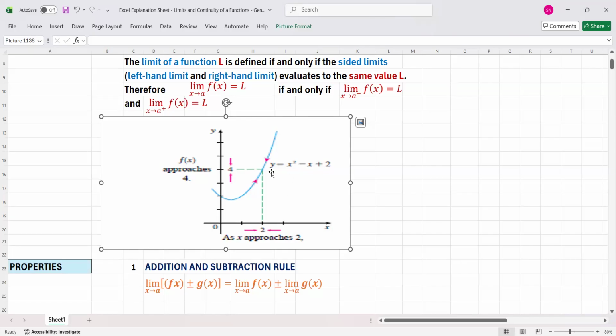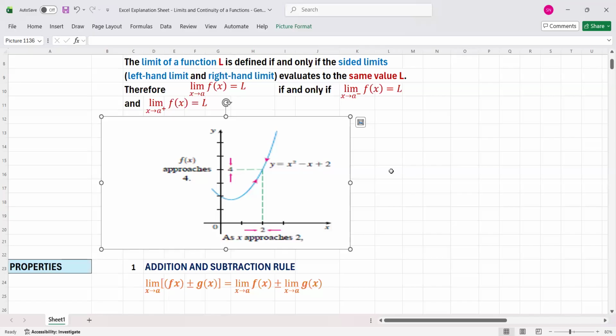If the value of the function is equal to 4, then we say that the limit as x approaches 2 is 4. Now, in the graph, in the plot, we are dealing with x squared minus x plus 2. Now, the value at 2: if you substitute 2 into the function, you get 2 squared minus 2. 2 squared minus 2 is 4. 4 minus 2 is 2. 2 plus 2 is 4. So you see that the answer here will still be 4.